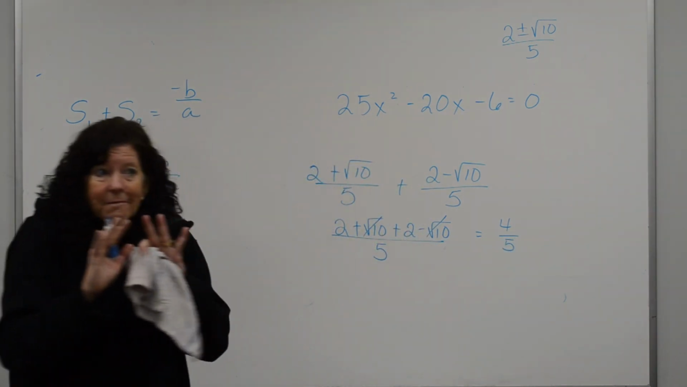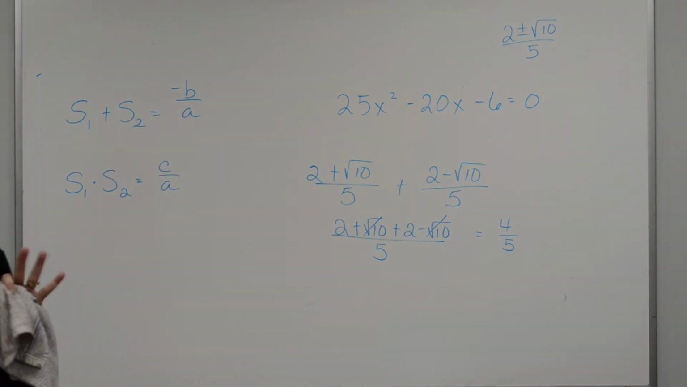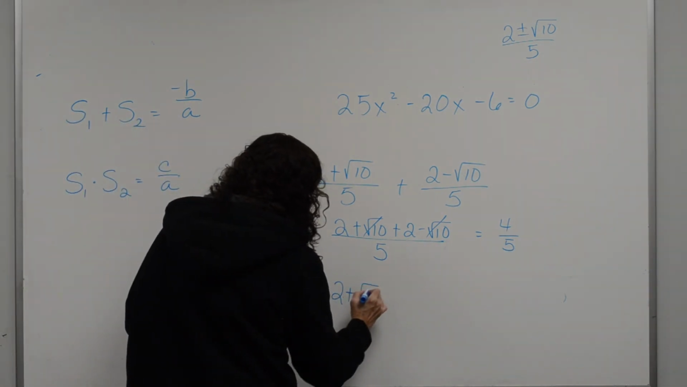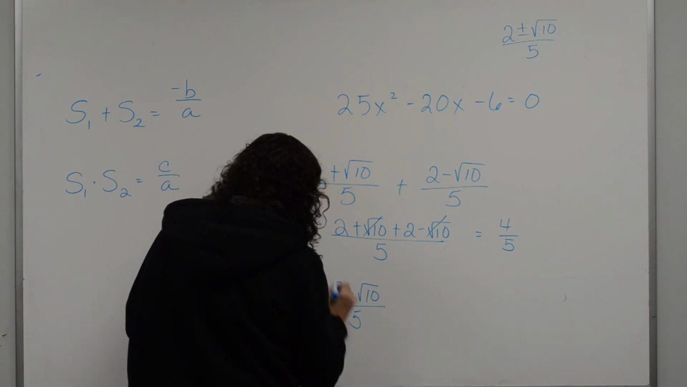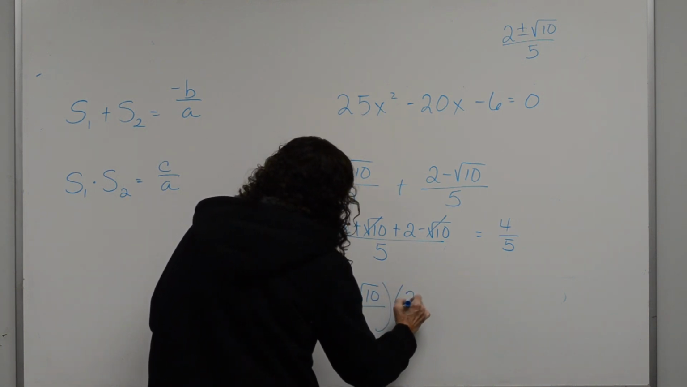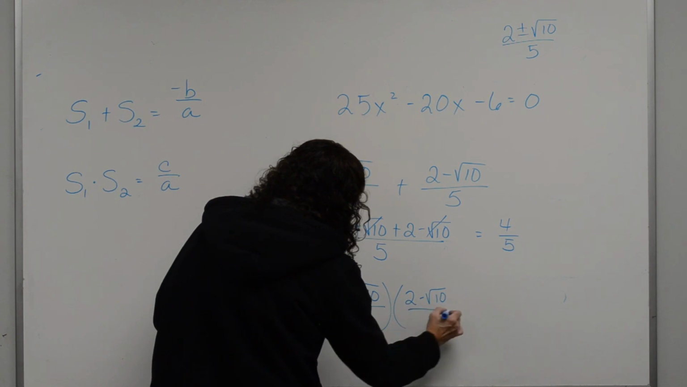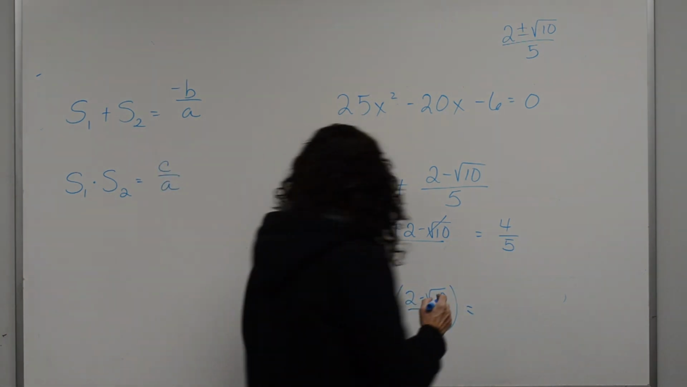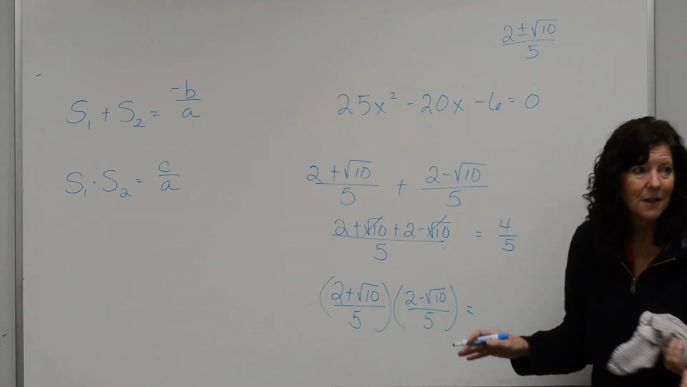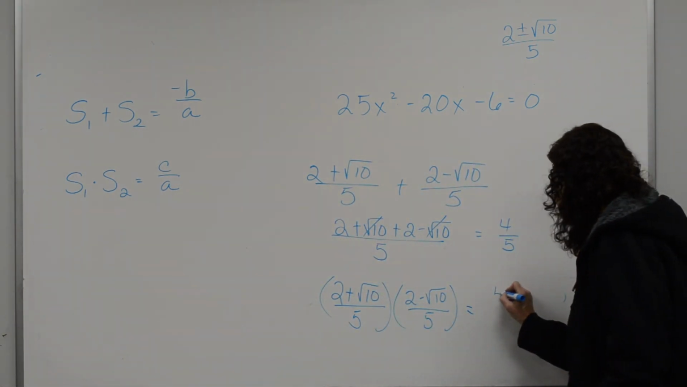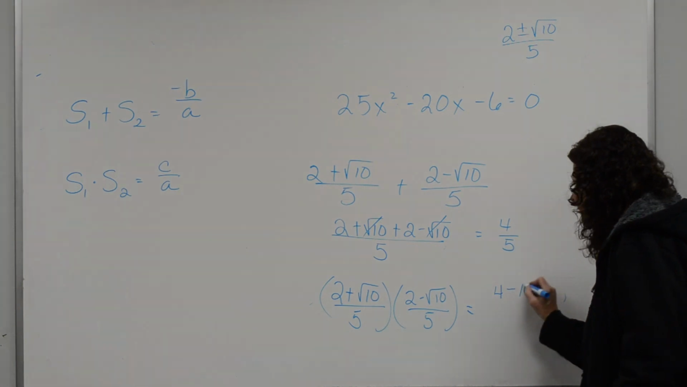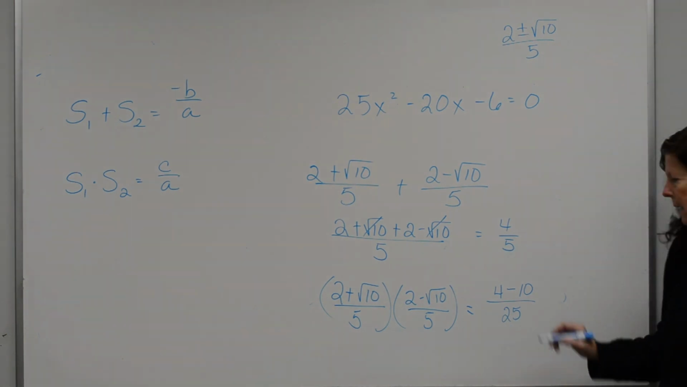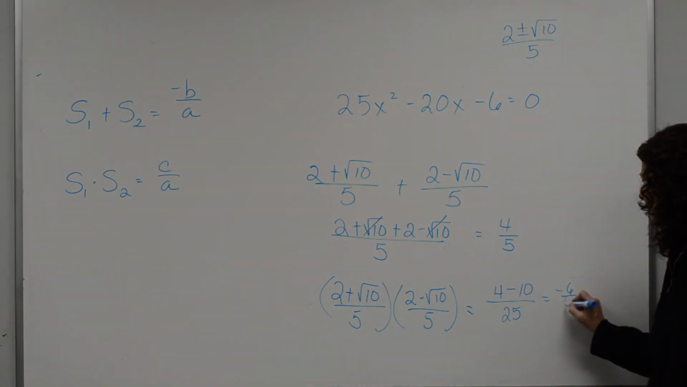But I'm not set with that yet because remember the A's have to match. So then I'm going to multiply 2 plus the square root of 10 over 5 times 2 minus the square root of 10 over 5. All right, so I'm going to have to do FOIL on the top because they're conjugates of each other. So I do 4 minus 10 over 25. Okay, with me? That gives me a negative 6 over 25.